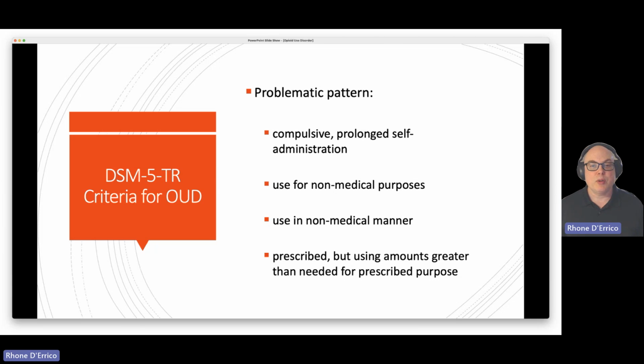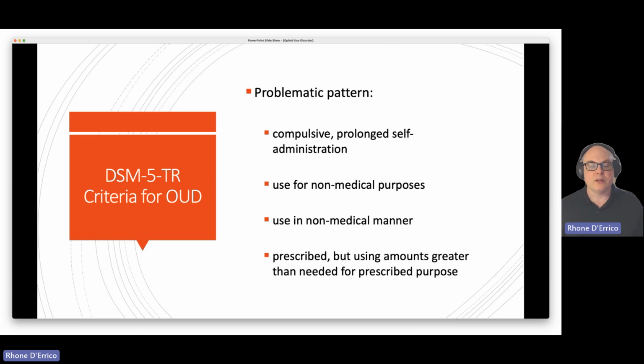That means compulsive, prolonged self-administration. So this means folks are giving themselves opioids in whatever form. They're administering to themselves. They're not being administered by anybody else. It's compulsive, right? That's an important word. That means that even if folks want to control or stop it, they feel they are unable to.